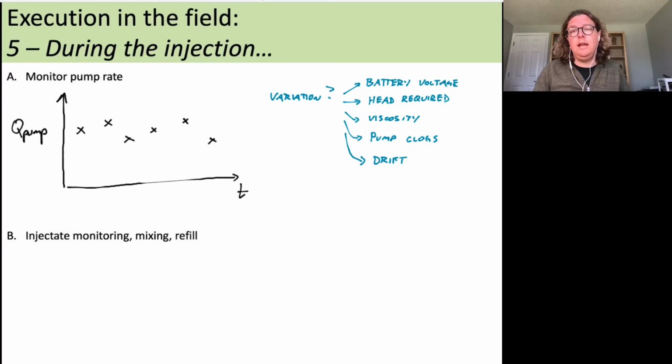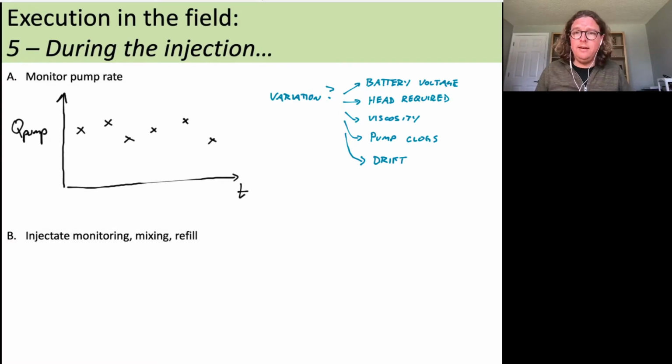Viscosity of fluids can change as things warm and cool over the course of a day. Tubes and pumps can clog or pull in small pieces of debris that don't fully clog them but partially degrade their performance. And pumps can drift, especially pumps where you have a manual setting, like a manual lever or manual adjustment. As that pump vibrates all day, those manual adjustments can move in terms of where they're actually set.